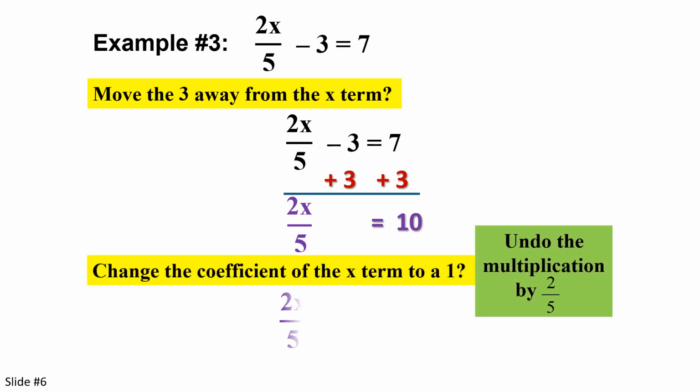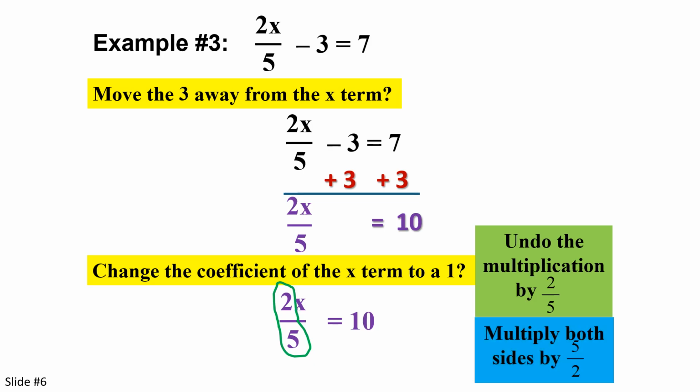I have to change the coefficient of the x term to a 1. It's 2/5. So we have to undo that multiplication. So we're going to multiply by the reciprocal, 5/2. So we multiply both sides by 5 halves.